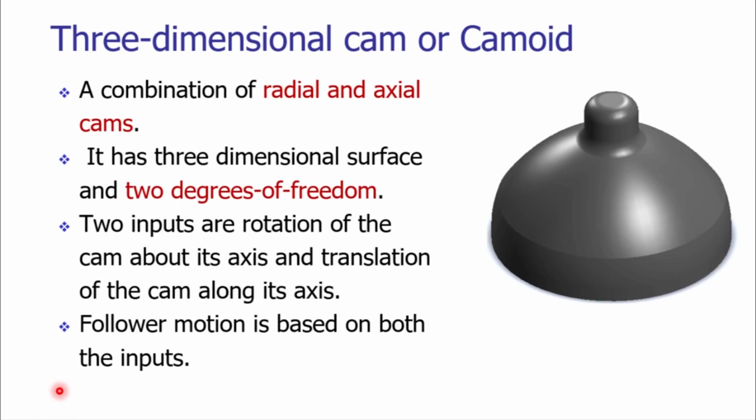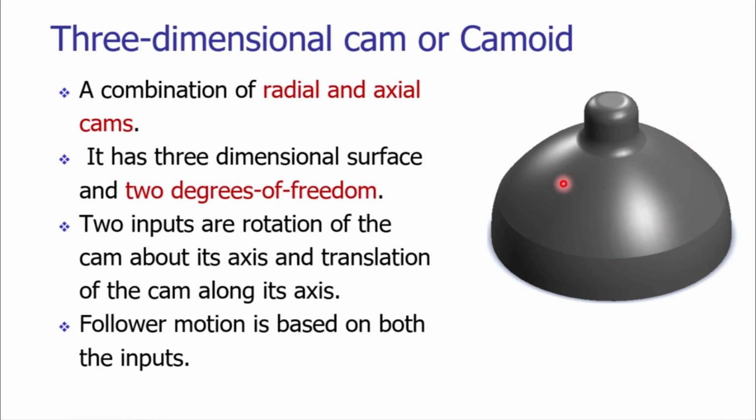two-dimensional cams, we can even have a three-dimensional cam that is called a camoid. It is a combination of radial as well as axial cams. So it has a three-dimensional surface and it has 2 degrees of freedom.